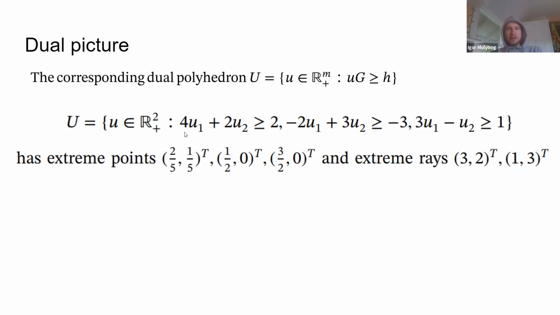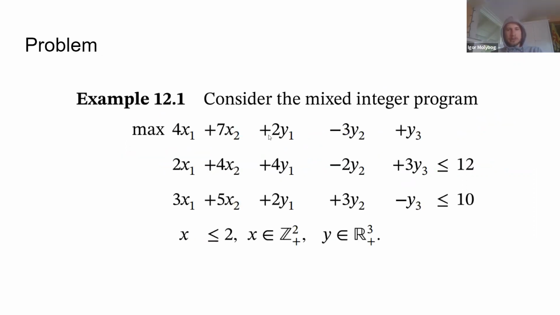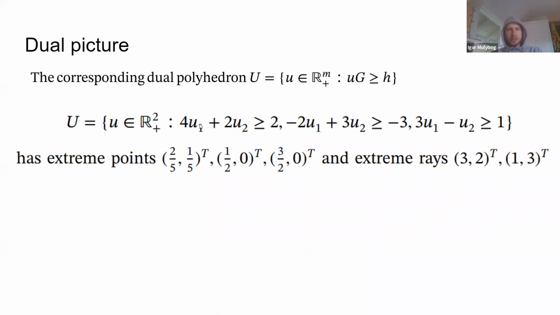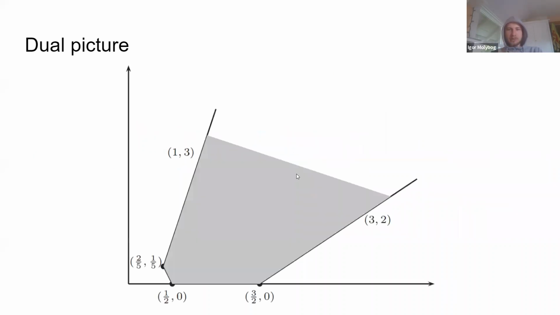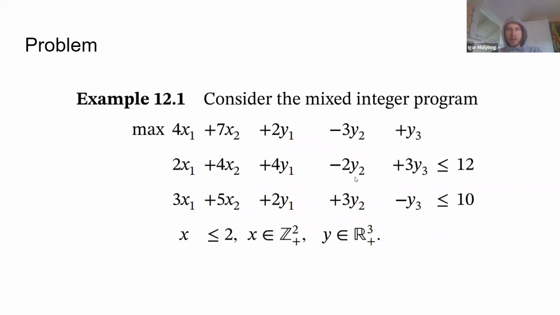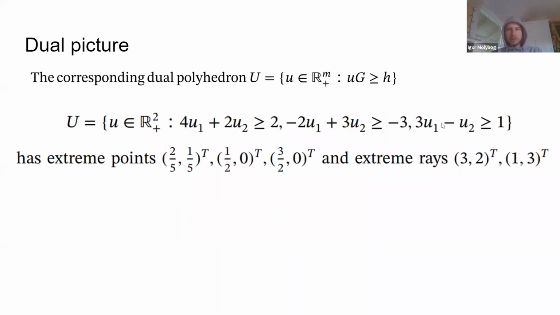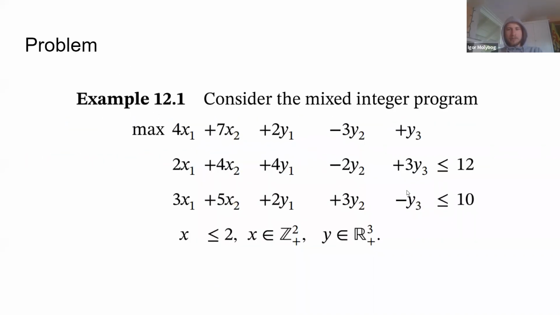The first constraint, U1 plus 2 U2 greater than or equal to 2, corresponds to the variable y1. And the second constraint corresponds to the variable y2, and the third constraint corresponds to the variable y3.